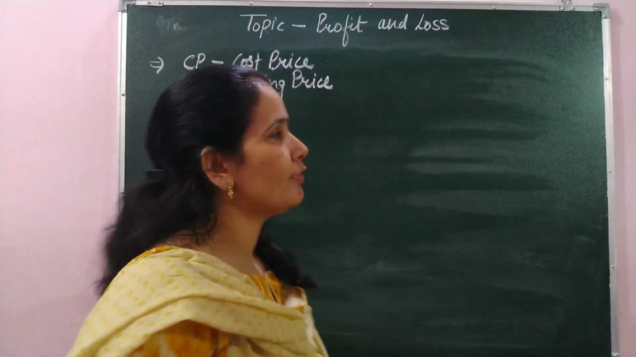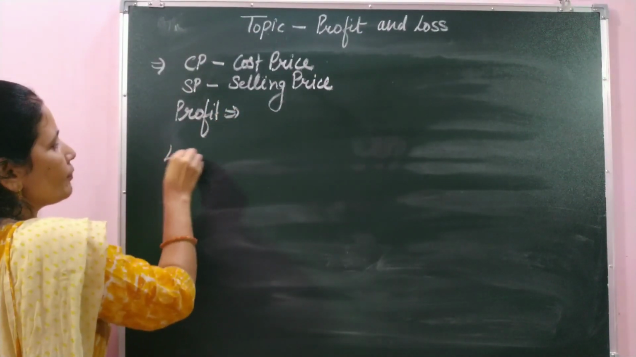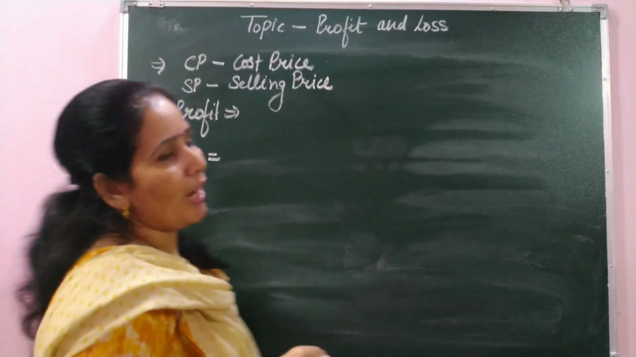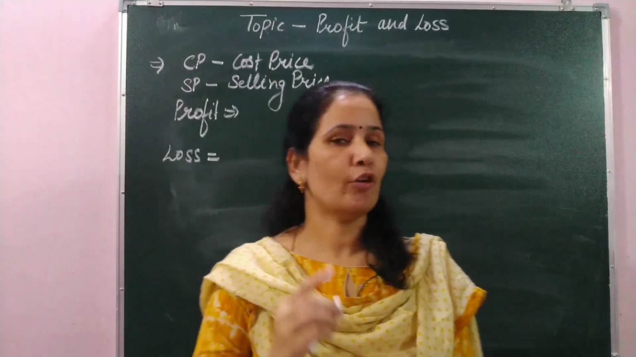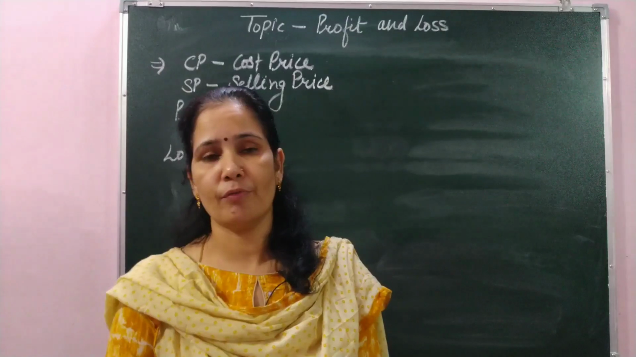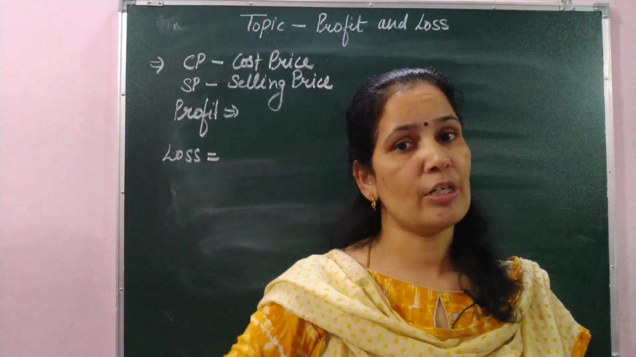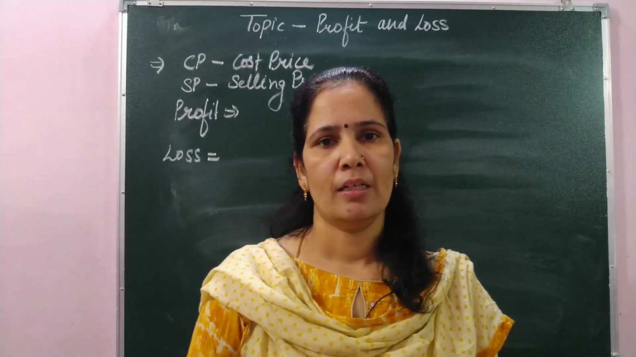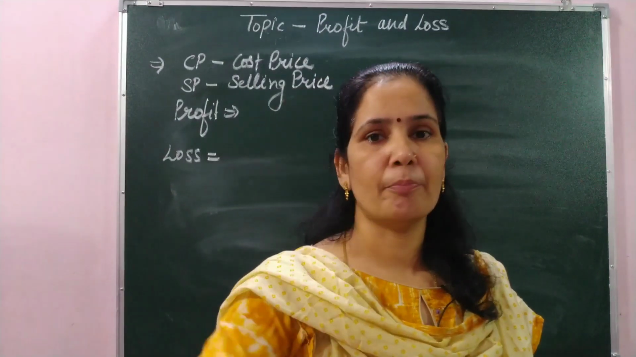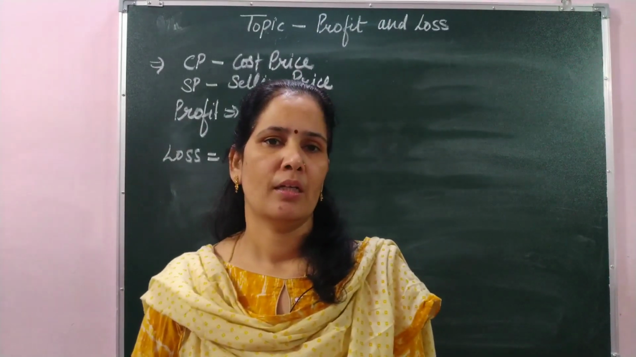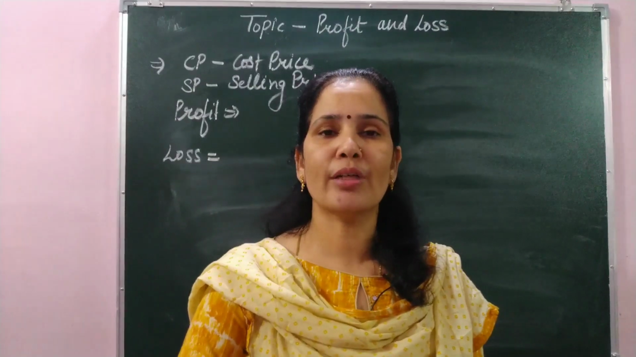Now students, after this we will discuss profit: when we get the profit and when we get the loss. Now I am going to explain with the help of an example. For example, you purchase one thing for rupees 10 and sell it for 12. You have given rupees 10 but you get rupees 12. You get more, so that means you get profit.